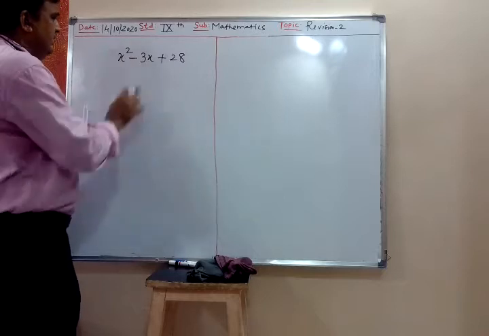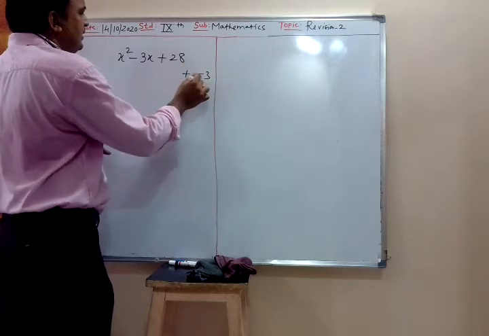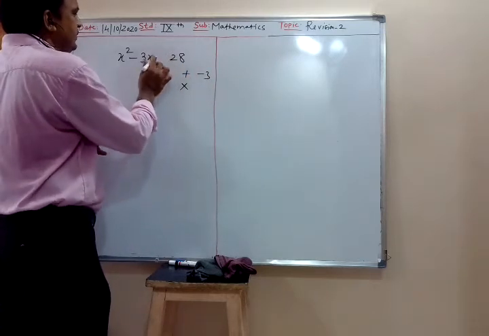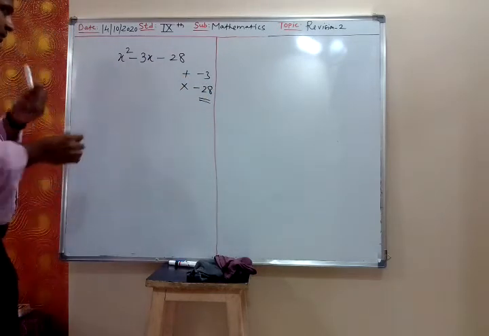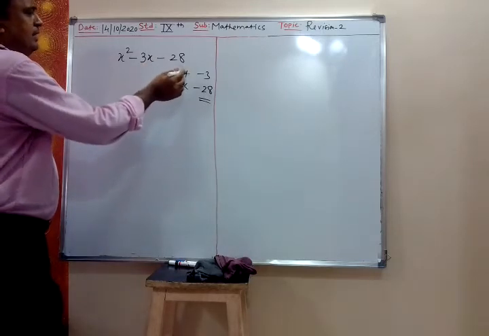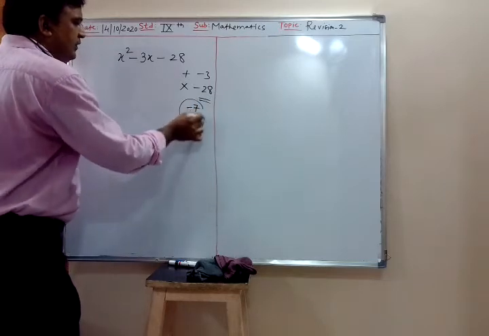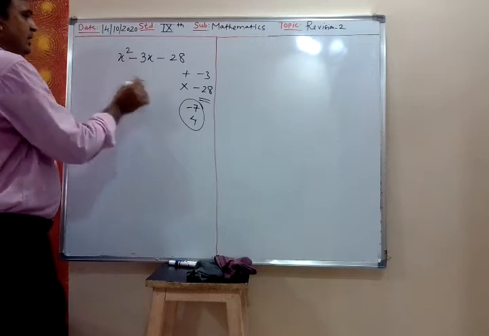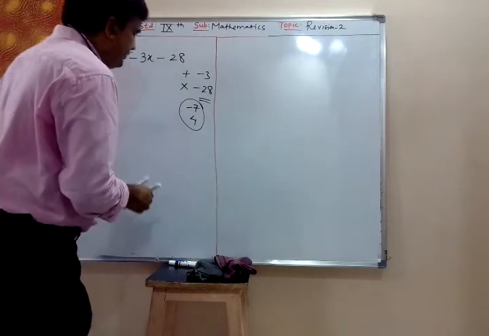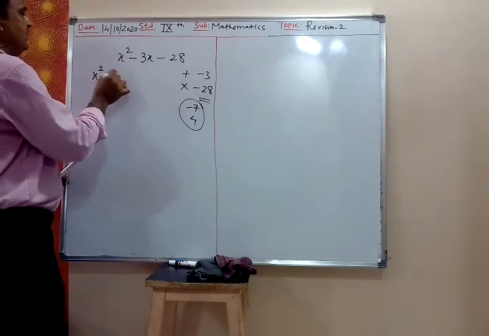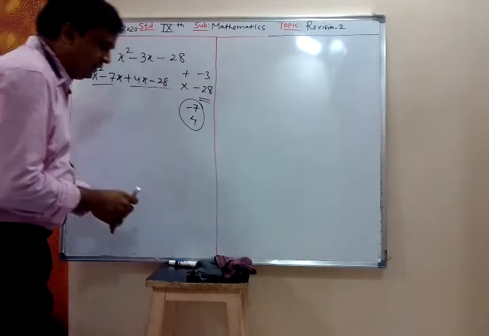Let us take this one, x square minus 3x minus 28. So find two numbers whose sum is minus 3 and multiplication is minus 28. You can take minus 7 and 4. When you add, you will get minus 3. When you multiply, you will get minus 28. Is it clear? So this we write as x square minus 7x plus 4x minus 28. Then further we simplify.